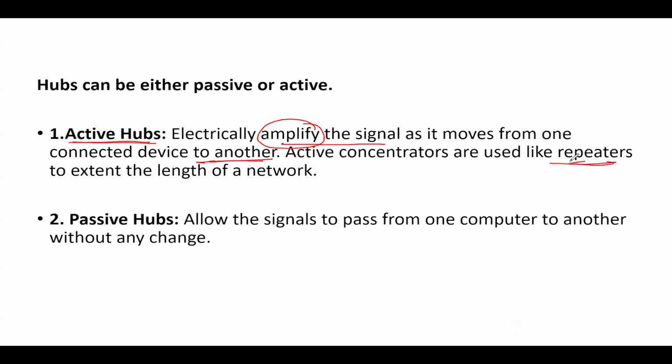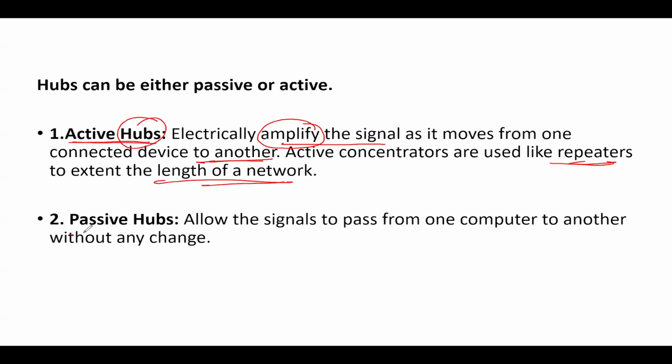Now the repeater is also another device, but here hubs can also be used. In case of an active hub, we can use the active hub also as a repeater to extend the length of a network. Okay, so a repeater is nothing but it amplifies or makes the signal strong.